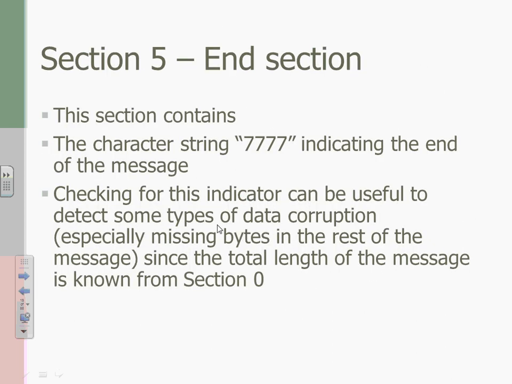We are now reaching the end, and section 5 is the end section, which contains the character string 7777. So basically, a BUFR message starts with the 4 letters of BUFR and ends with the 4 characters of 7777. Most of the decoder reads between BUFR and 7777. So this is a unit of one BUFR message.